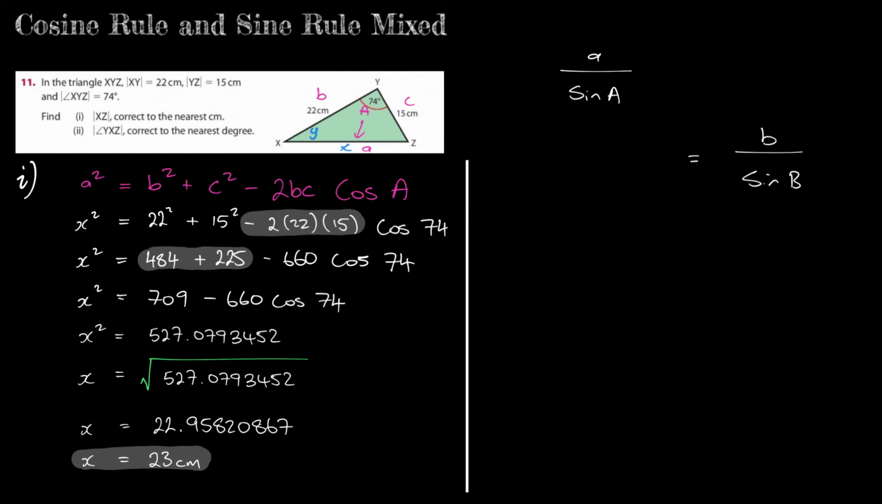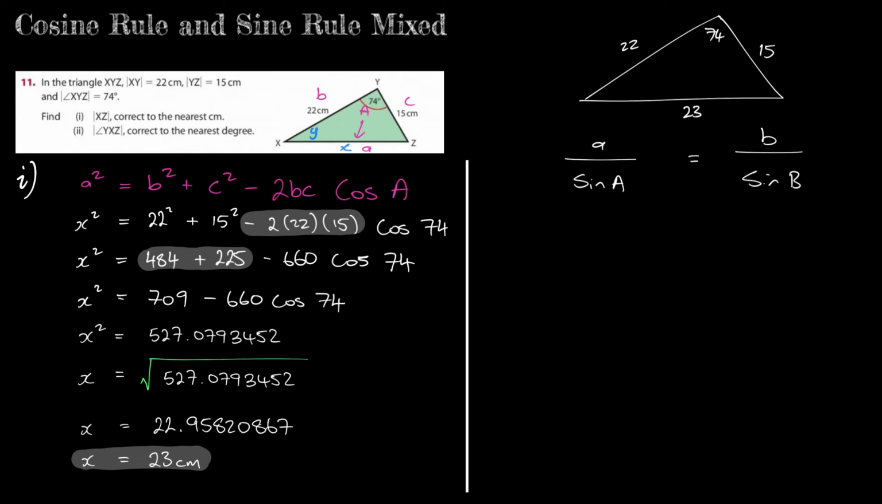I'll actually just bring that down a small bit because I want to draw a sketch of that just to keep it tidy. If we draw a sketch, we can label what we have and what we don't have. It makes it easier. So we have 74, we have 22, we have 23, and we have 15. And we're looking for y.